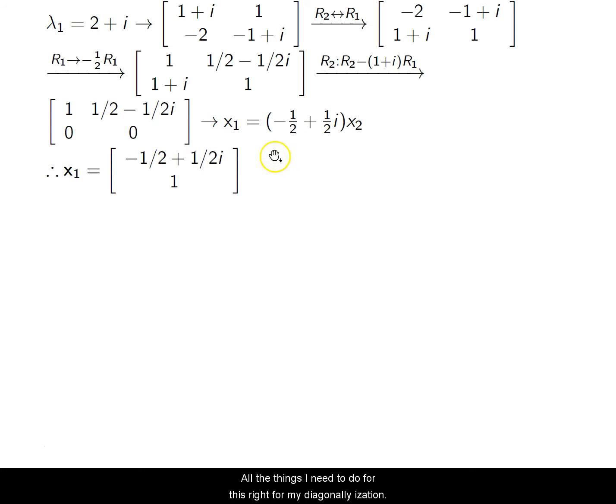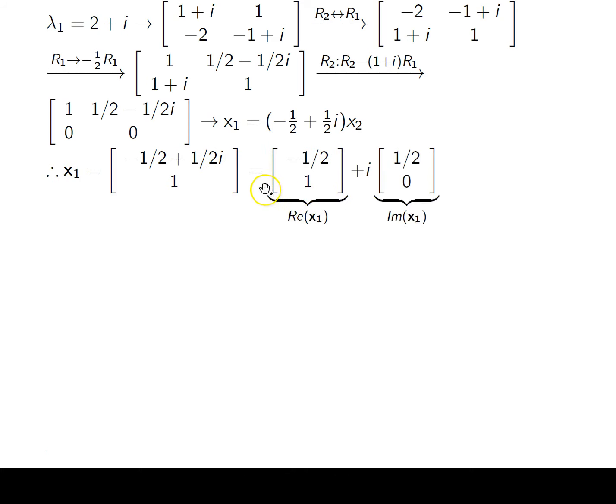For my diagonalization, for everything. Okay, this is the only one that I use. I don't use both eigenvectors. This is the only one that I'm going to use. I separate this into its two parts. I have its real part and its imaginary part. There's no imaginary part for the bottom number, so it's -1/2, 1. That's the real part of this vector, and my imaginary part is i times the imaginary part. Okay, these are the two pieces to this one vector I use as column vectors for my matrix P.